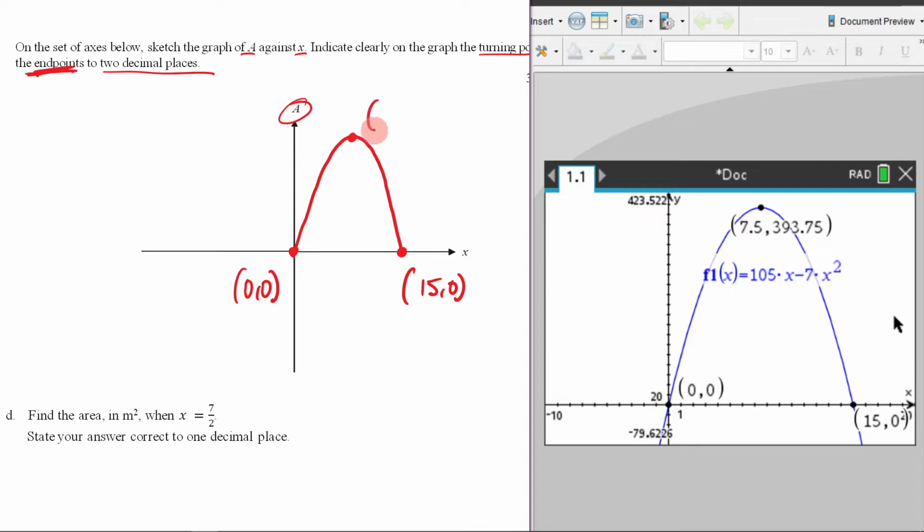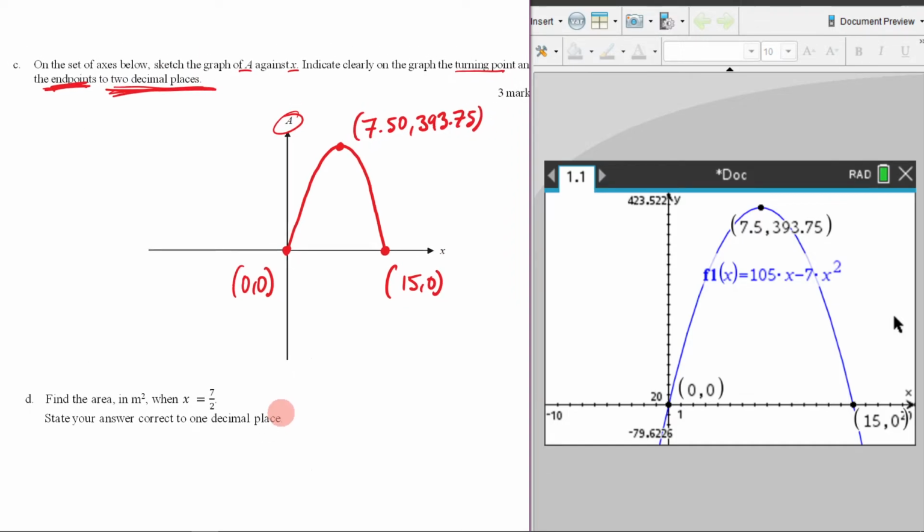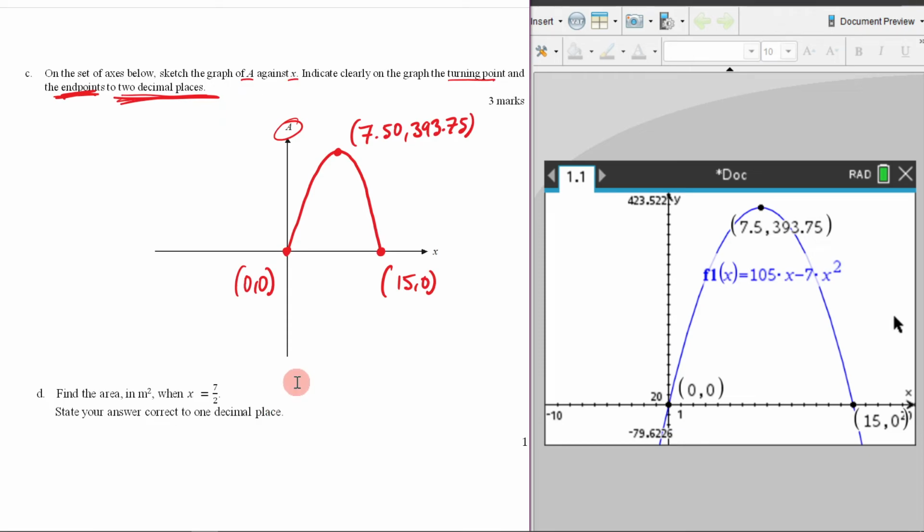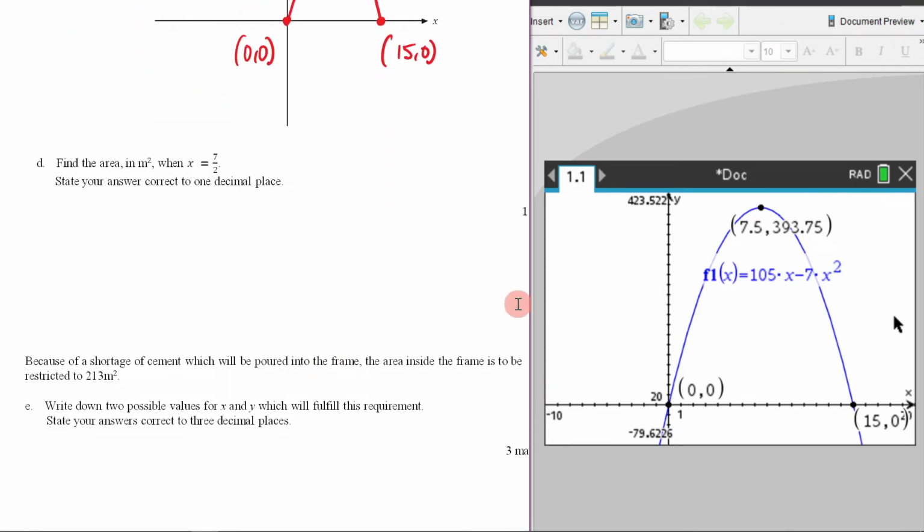Then my turning point is (7.5, 0393.75), making sure to give it 2 decimal places. And there we go. We're all done there. Okay, let's now move on to the next bit.